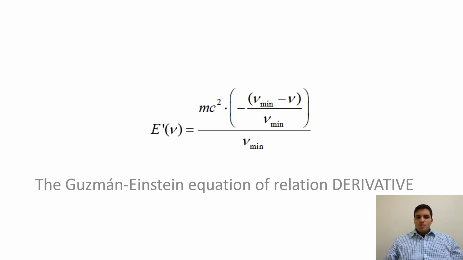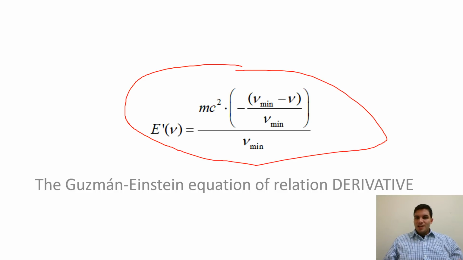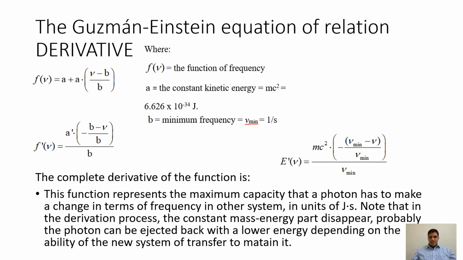Here I present the Guzmán-Einstein equation of relation derivative. This is the equation. It is very important, and with the Albert Einstein equation that is currently available, it's not possible to determine the quantity or the derivative integrative of the equation, but with this equation that I created, it's possible to obtain this derivative. This provides us a lot of important information about the photon's nature. Here is the Guzmán-Einstein equation of relation derivative.